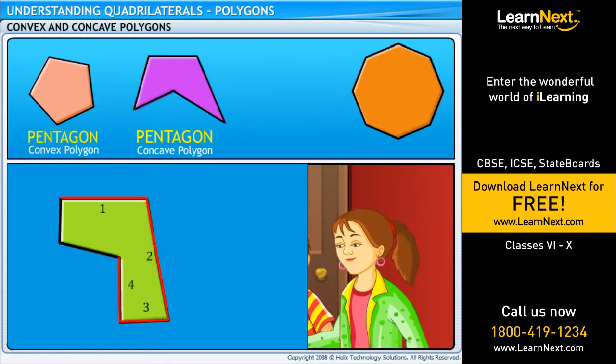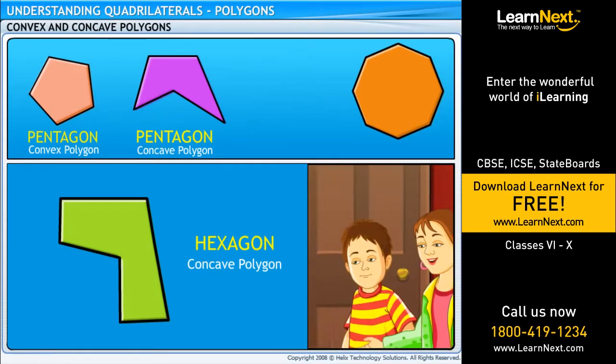The next polygon has 6 sides. So, this is a hexagon. Since 2 diagonals of this polygon are lying outside the figure, this hexagon is a concave polygon.